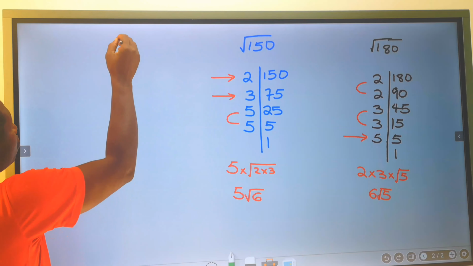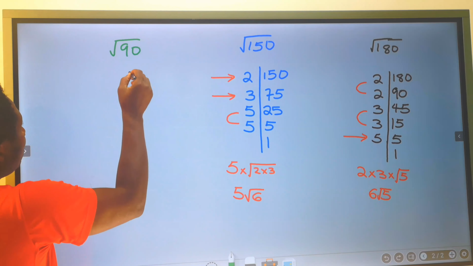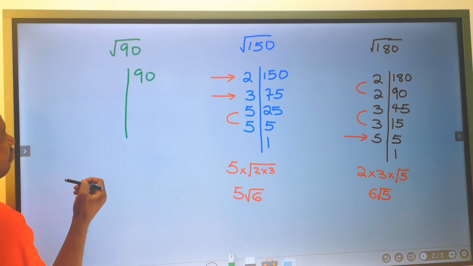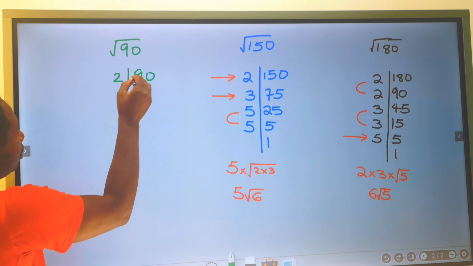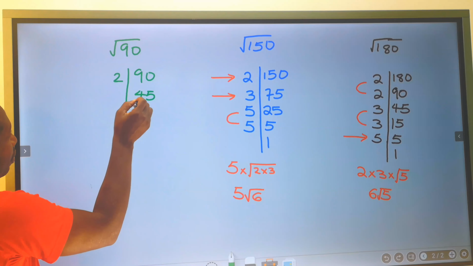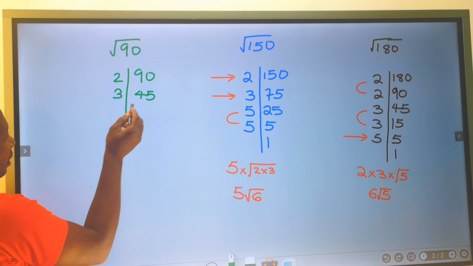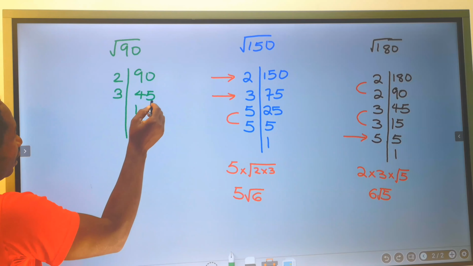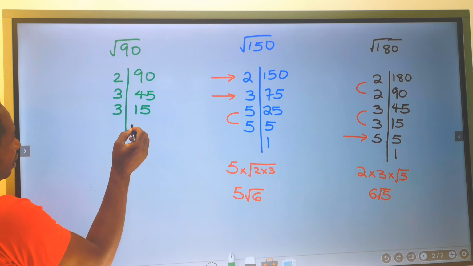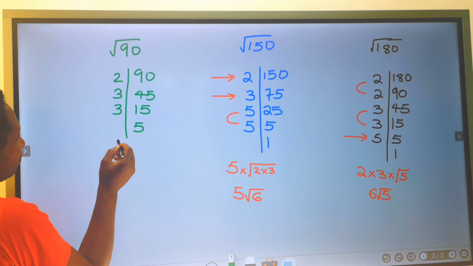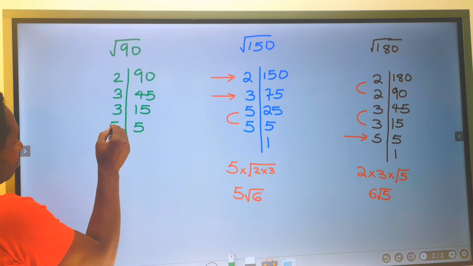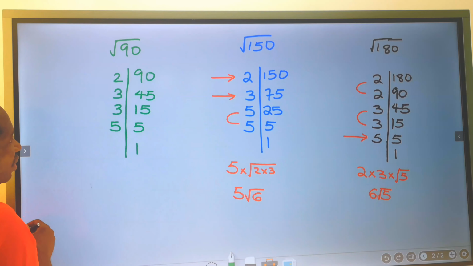Next, for the square root of 90, I will draw a line. I will write 90. All the factors of 90, I will start with 2. 2 into 90 will give me 45. 2 cannot go without a remainder. I will go with 3. 3 into 4 is 1. Into 15 is 5. 3 can still go. 3 into 15 is 5. 3 can no longer go. And I cannot use 4. But 5 into 5 will give me 1.